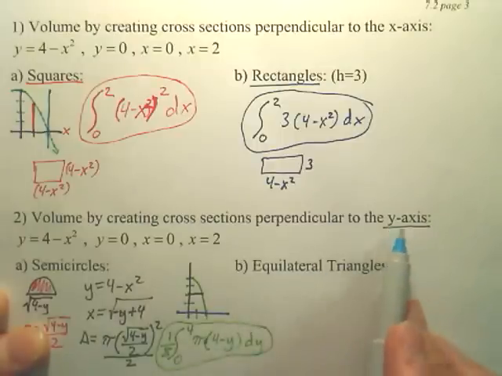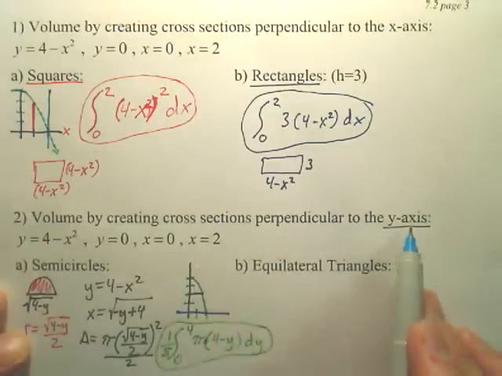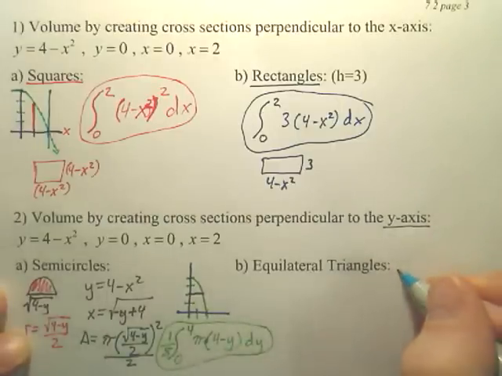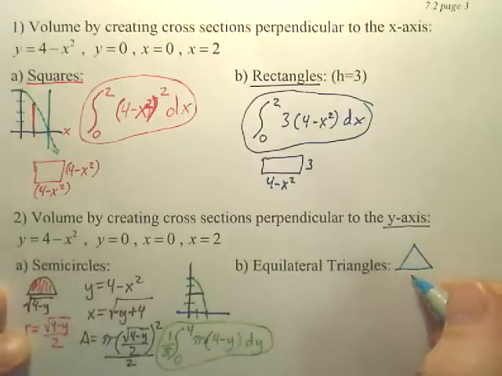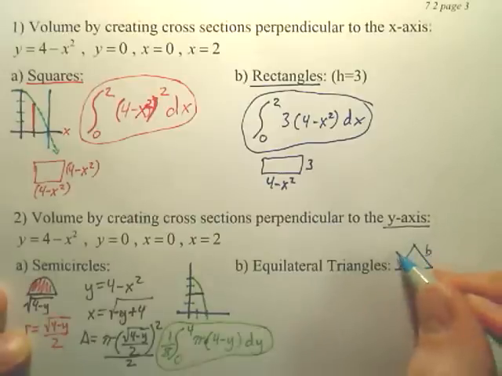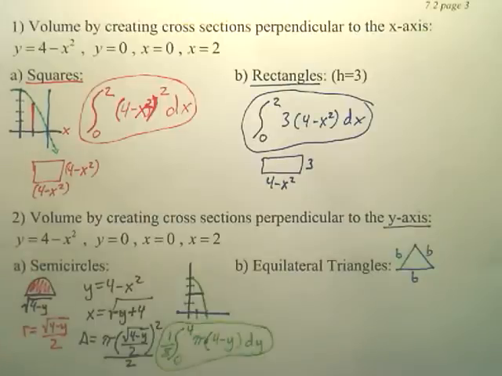If we want to do the y-axis using this graph right here, perpendicular cross sections to the y-axis, equilateral triangles. Now an equilateral triangle, if this is your base, aren't they all the same? Alright. Now what is the base going to be? Isn't your base simply the square root of 4 minus y? The base of this cross section right here is the square root of 4 minus y.